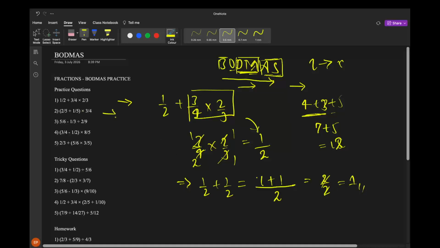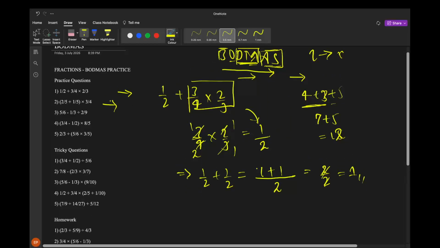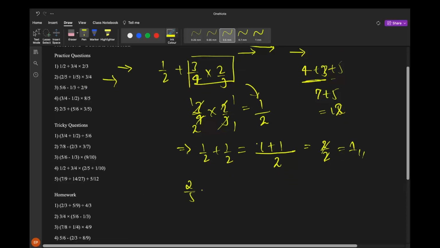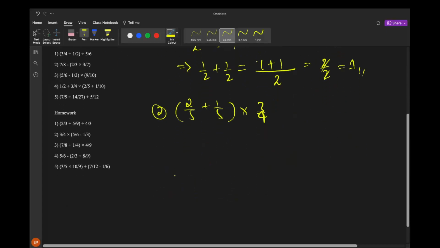Okay, let me solve the second question, which is 2 by 5 plus 1 by 5, then into 3 by 4. 2 by 5 plus 1 by 5 into 3 by 4. This is the second question, right? See here, let me write BODMAS. In BODMAS, we have to solve first bracket, then order. Order means powers like 2 power n, exponentials, then division, multiplication, addition, subtraction.